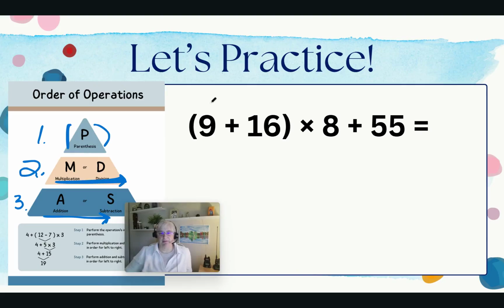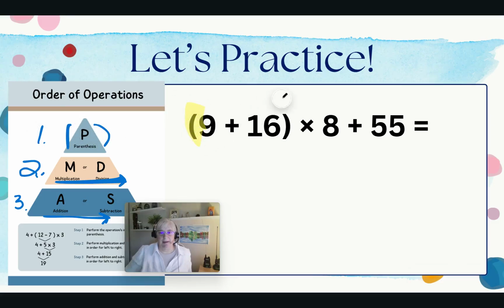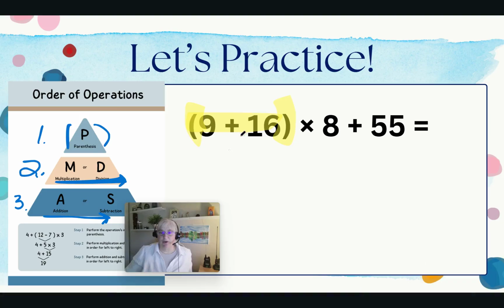Here's our expression. A grouping of 9 plus 16 times 8 plus 55. Do you see any parentheses? That's number 1. Yep, right here. So we're going to deal with that part first. If that part were to happen later in the equation, we'd still have to start there. We're just getting lucky with these examples. In the lesson, they are harder.